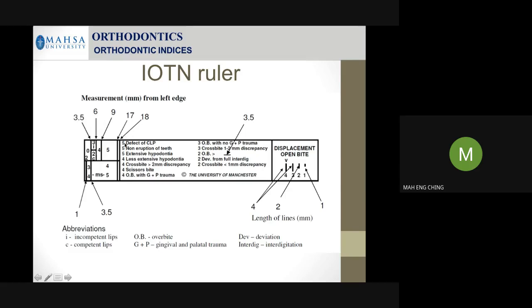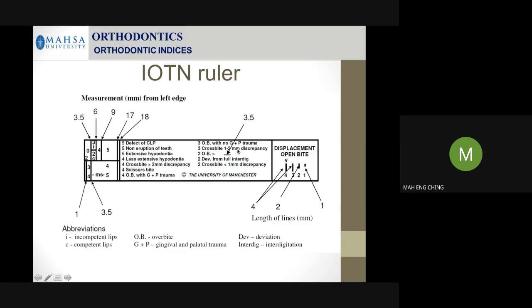So you see for grades 5 and 4, the summary is here. If cleft lip and palate, then it becomes grade 5. Then missing teeth, non-erupted or impeded, this one becomes 5 also. Hypodontia becomes 5. Then hypodontia less extensive becomes 4. Crossbite with more than 2 millimeter discrepancy is 4. Crossbite, then overbite with individual trauma.